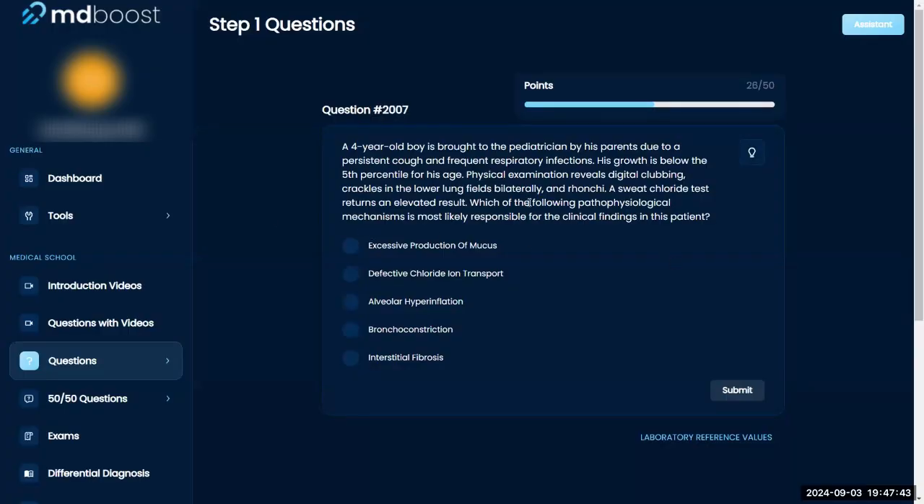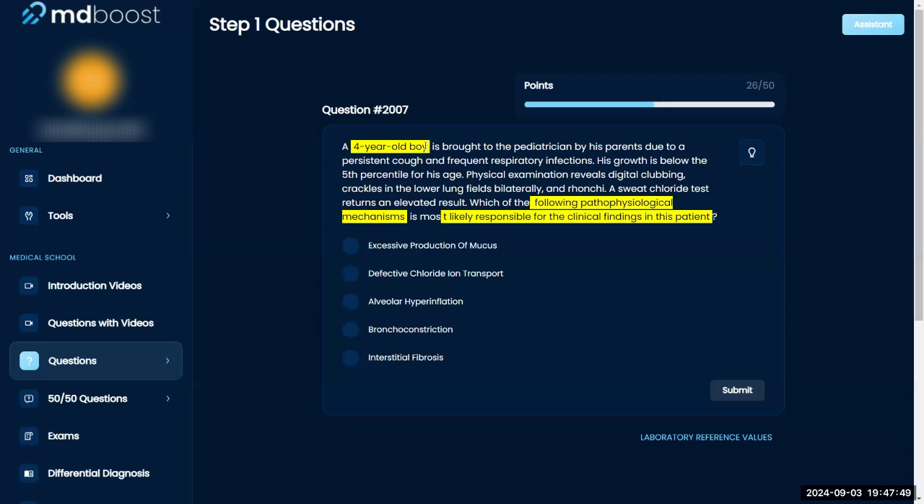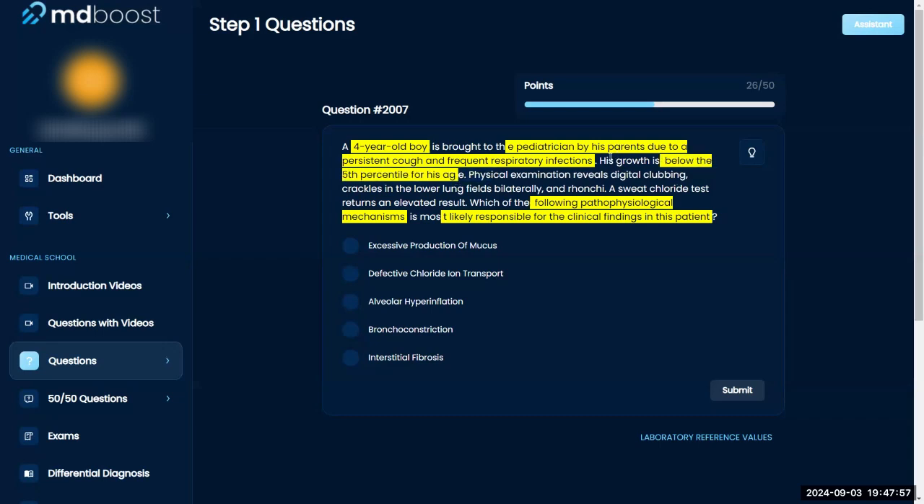Which of the following pathophysiological mechanisms is most likely responsible for the clinical findings in this patient? A 4-year-old boy is brought to the pediatrician by his parents due to a persistent cough and frequent respiratory infections. His growth is below the fifth percentile for his age. Physical examination reveals digital clubbing, crackles in the lower lung fields bilaterally, and rhonchi. Sweat chloride test returns an elevated result. Which of the following mechanisms is responsible for the clinical findings in this patient?